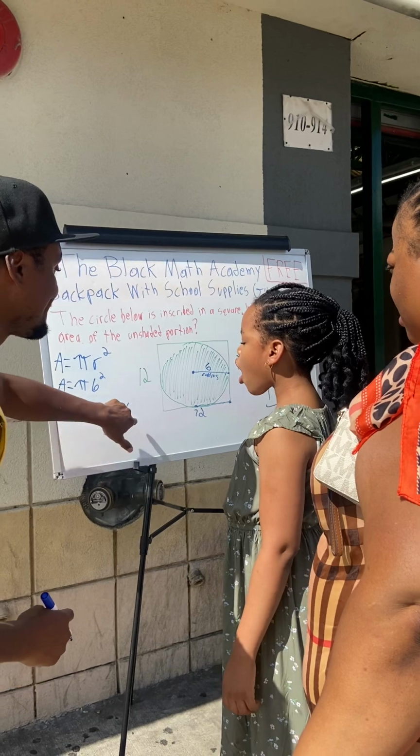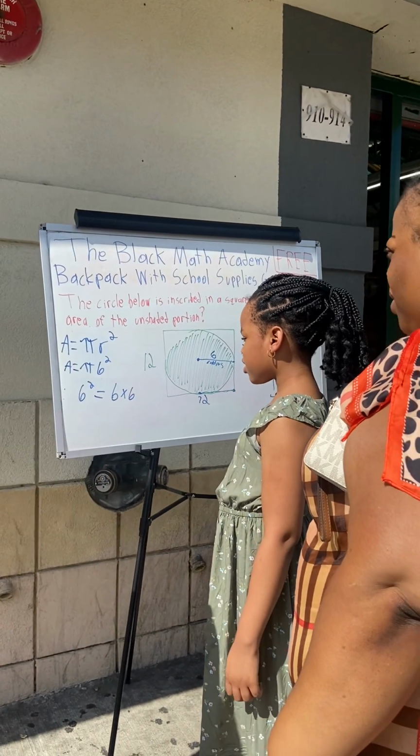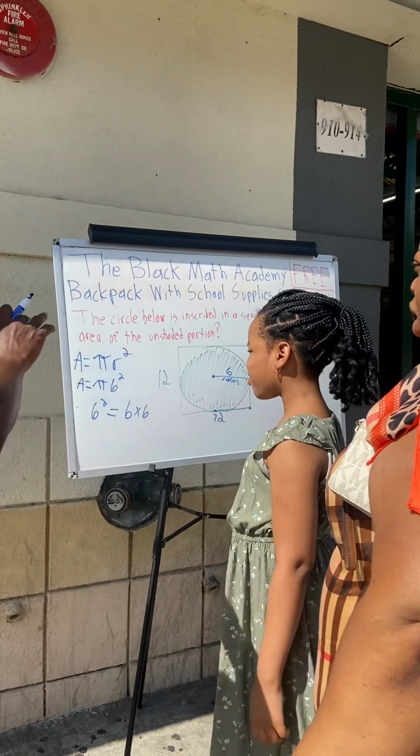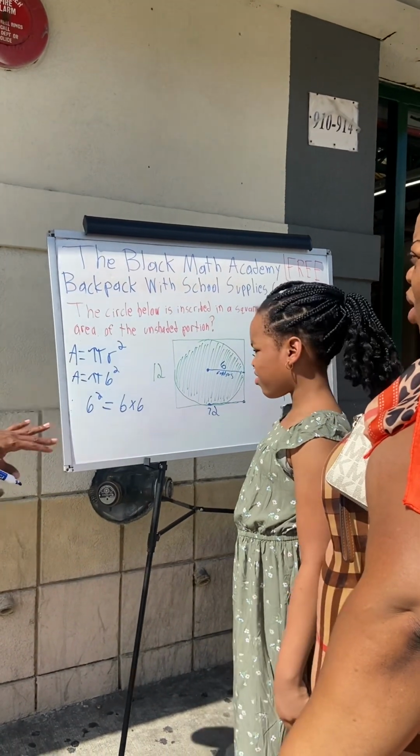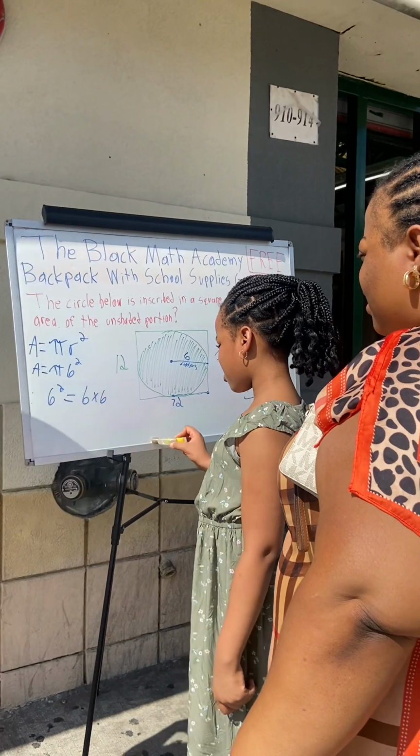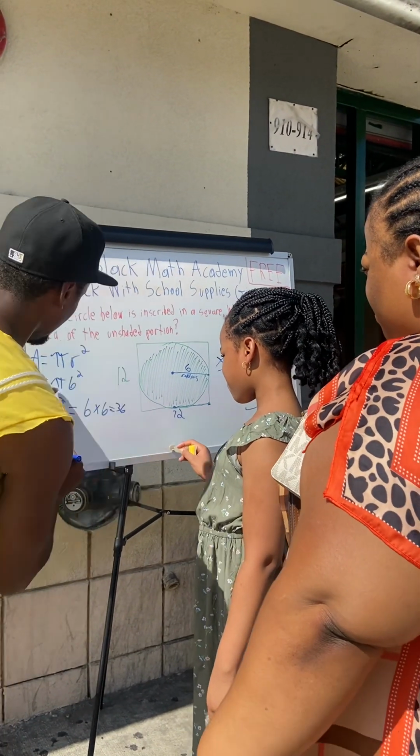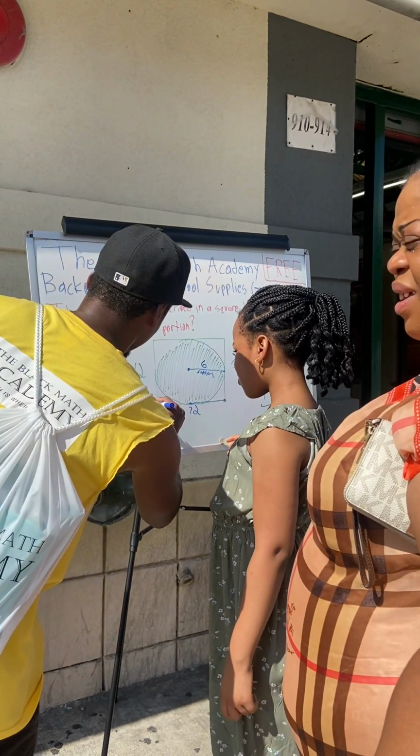6 times 6. You guys confuse multiplying with adding. So 6 plus 6 is 12. But 6 times 6 is 36.